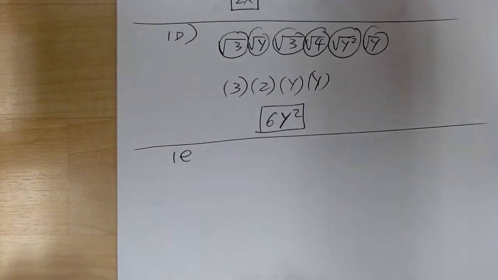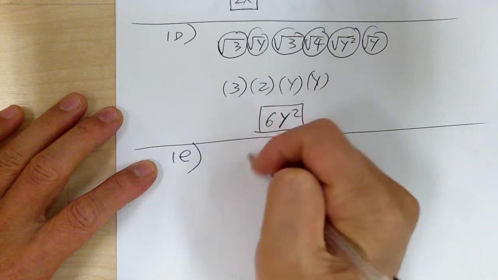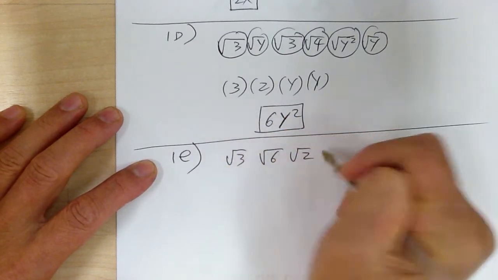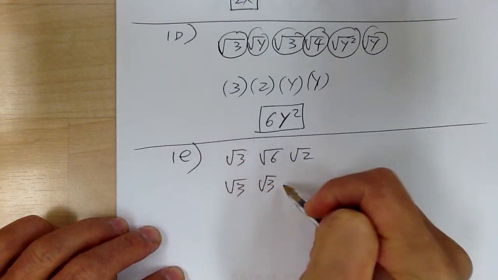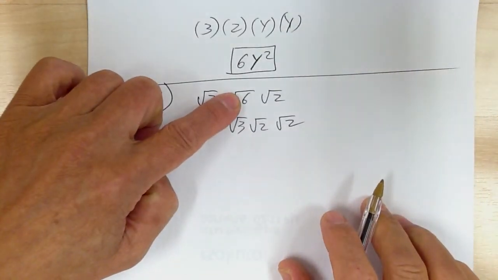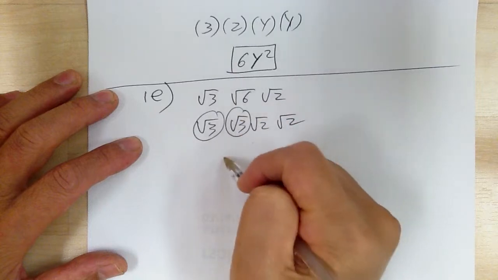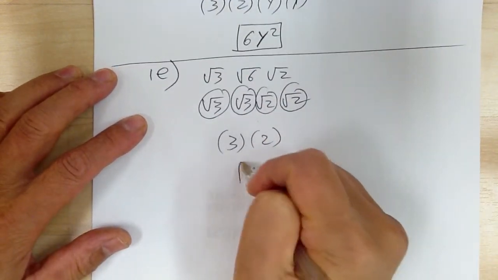Okay, let's go to example 1e. So example 1e, you have square root of 3, square root of 6, and square root of 2. In this case, I'm going to break into square root of 3, square root of 2. Right? So over here, see the square root of 6, break into 3 and 2. So now when you collect them, you get 3. You collect them, you get 2. And so the answer would be 6.